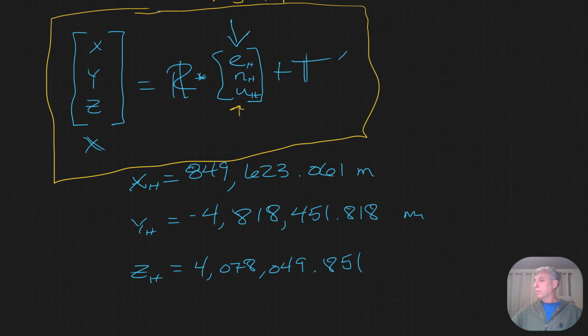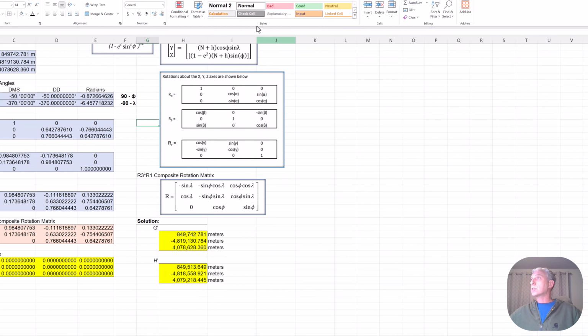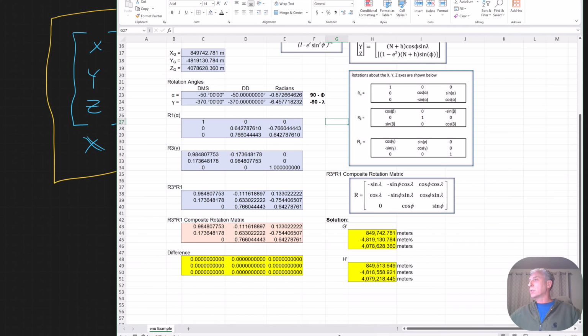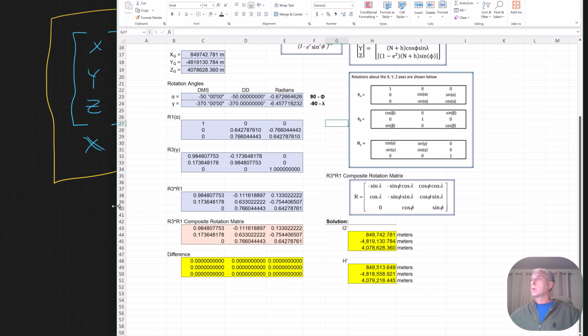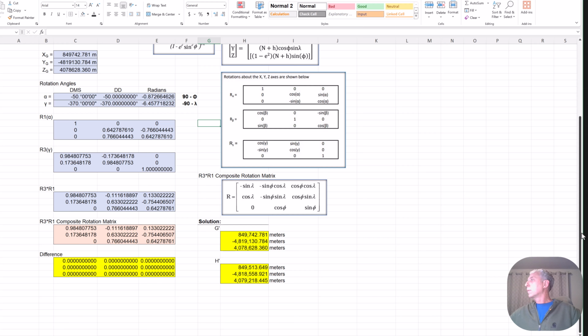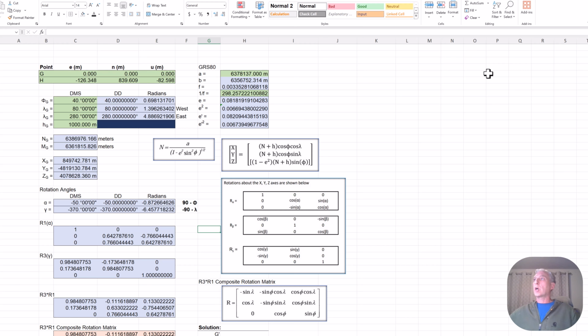Now, I have taken that whole example and created a spreadsheet, which is posted on Canvas. Let me make this an appropriate size. There we go. And we start at the beginning. Here's my ENU coordinates that I was given.